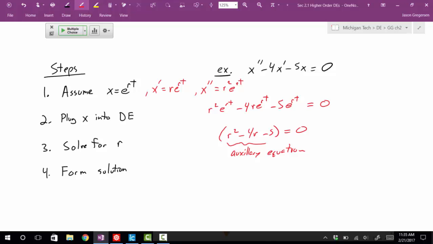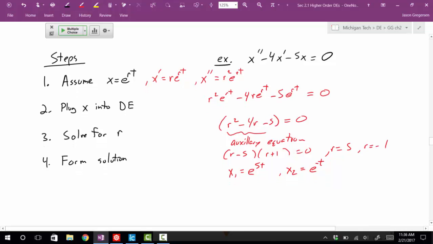Okay? All right, so I solve this thing. I'm going to factor that into r minus 5, r plus 1. So it looks like r is equal to 5, or r is equal to negative 1. So that means one solution must be e to the 5t, and one solution must be e to the negative t. I was able to generate two solutions.